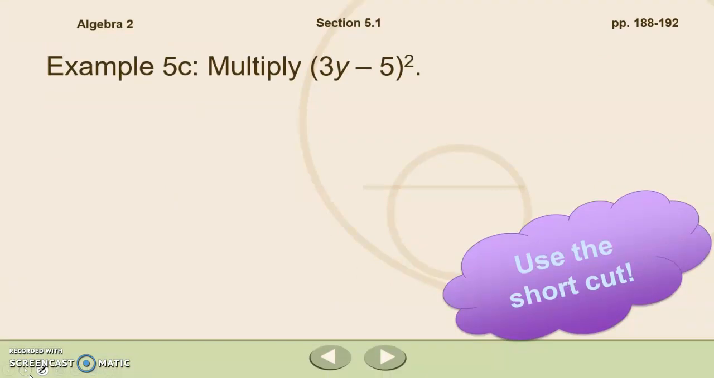All right, last one using the shortcut. Let's multiply 3y minus 5 squared. You should recognize that as a square of a difference. So our shortcut here will be a squared minus 2ab plus b squared. So we're going to substitute in our a and our b terms into this formula here and then simplify. Right, our a term is in red, our b term is in blue.